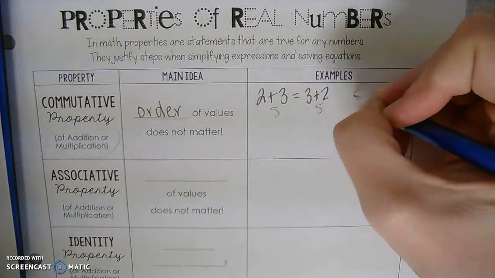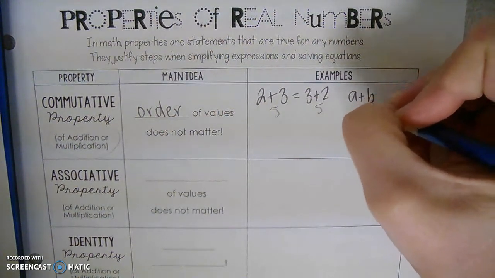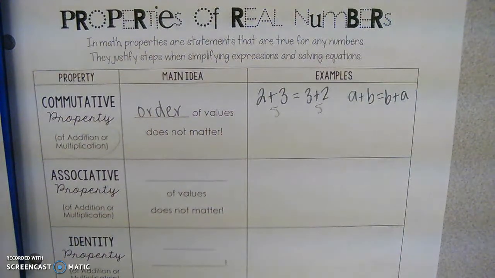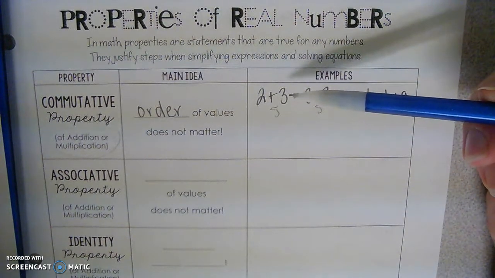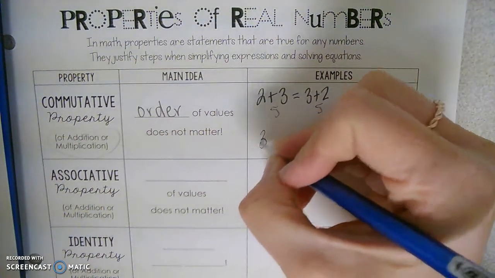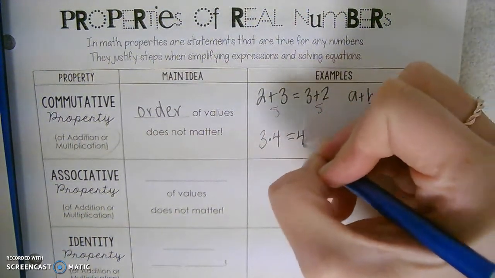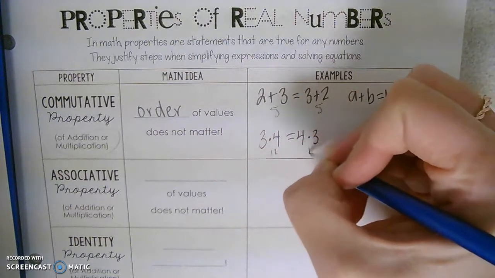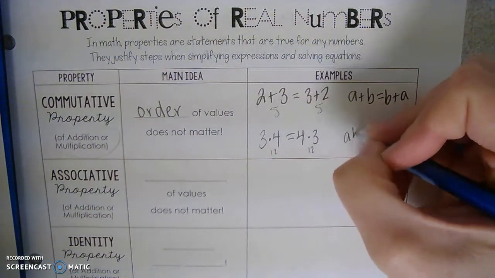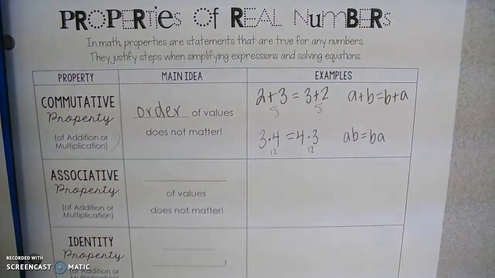We can also do this with variables. You can say A plus B is equal to B plus A. So we can use variables, we can use numbers, we can use a combination of both. This does not work in subtraction because 2 minus 3 would give you -1. 3 minus 2 would give you +1. Multiplication is the same. 3 times 4 is the same as 4 times 3. Both would give you 12. You can do A times B is the same thing as B times A.